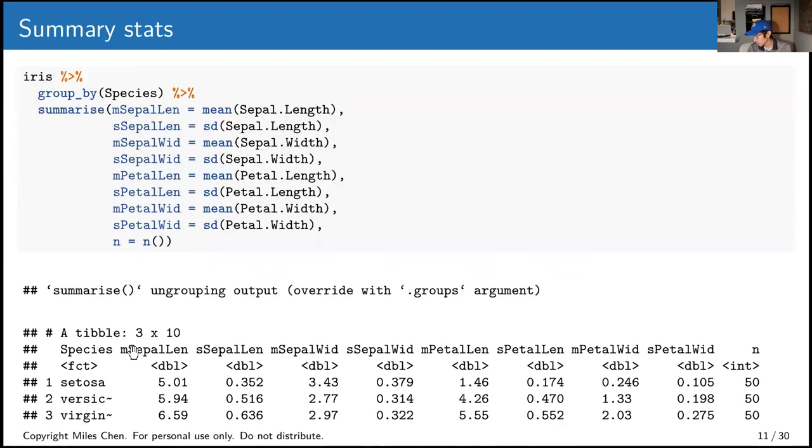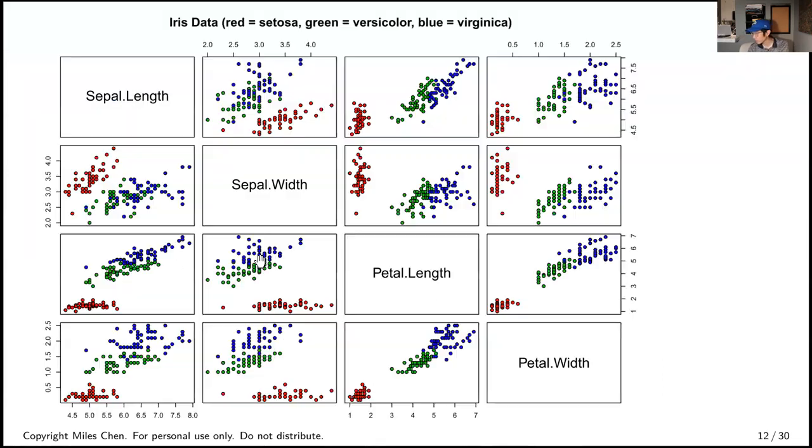Okay, so I've got the means and standard deviations for sepal length, sepal width, petal length, petal width. And we do this for all 3 species. So I've got 24 summary statistics. We have a count of 50 observations for each species here. So this is our summary stats, just done using dplyr here.